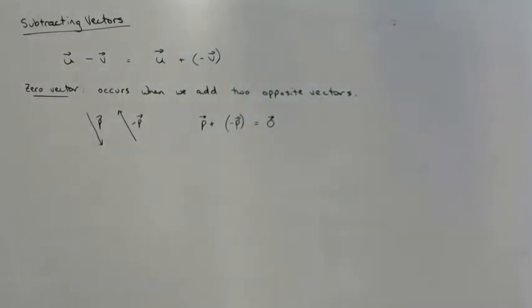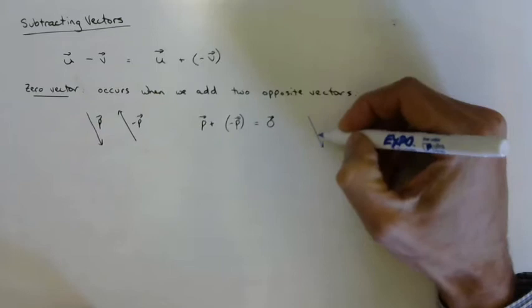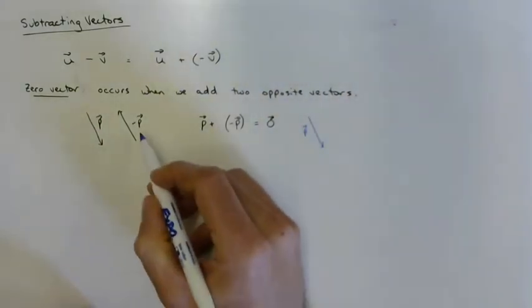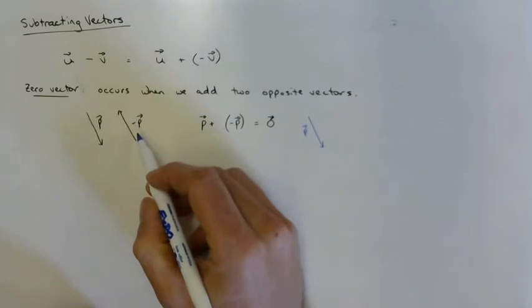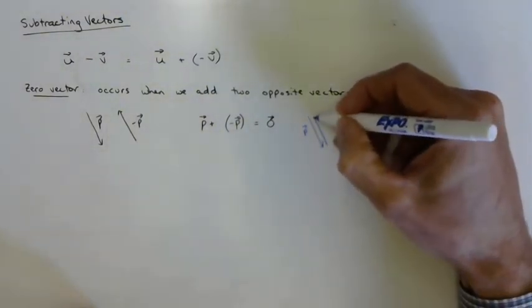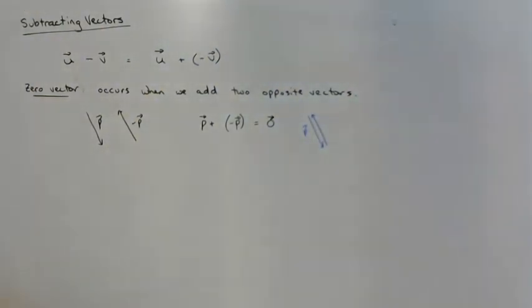If we could draw a diagram of that quickly, all you would do then is you would take vector p, and then you would take the opposite of vector p and you would place it tail to head, and you'd head back to where you started, and then the resultant would be the zero vector, okay?